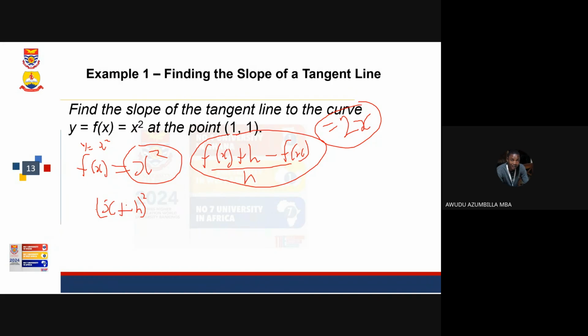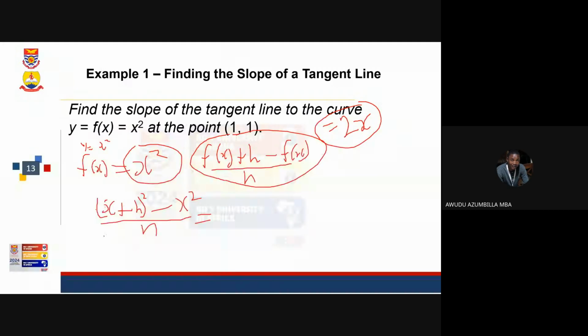Now this one, it is f of x plus h. We have done that. Minus f of x. The f of x itself is x squared. So you write the x squared itself there. Then you divide by what? H. You divide by h. So in that case, you are going to expand this.